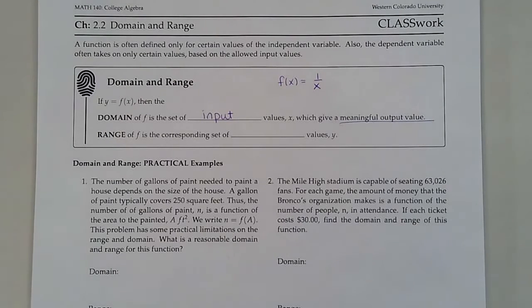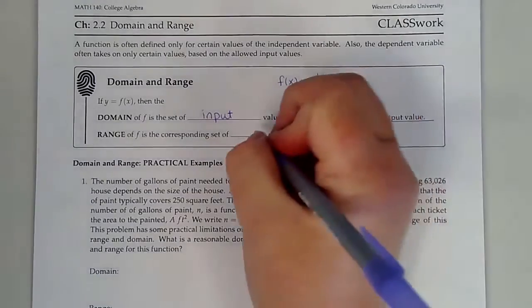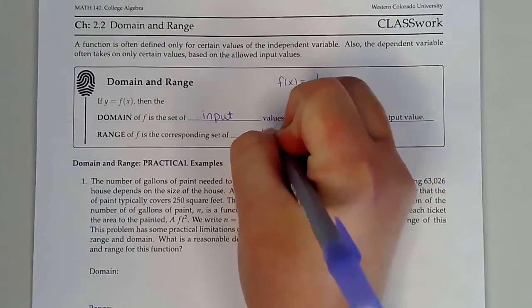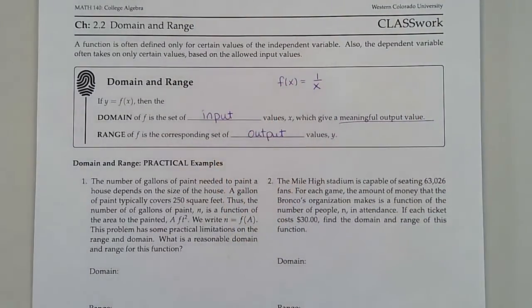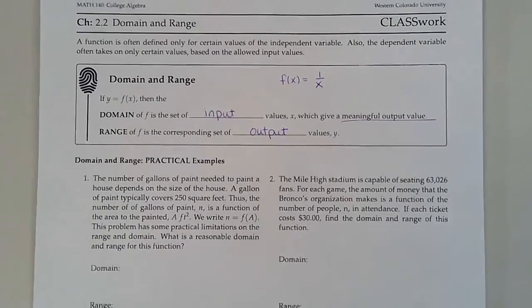actual meaningful output. All right, the range of f is the corresponding set of output values. So these are all the y values we would get by plugging our domain, our x values, into our function. Right, let's look at a practical example of this.